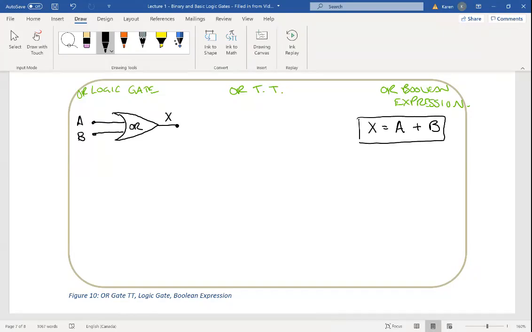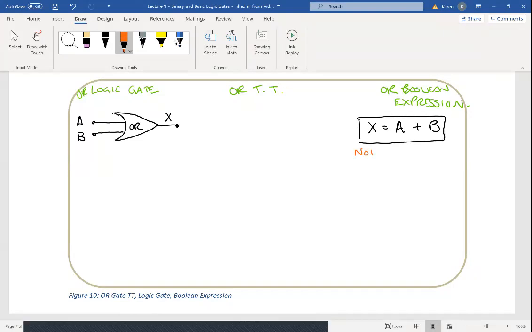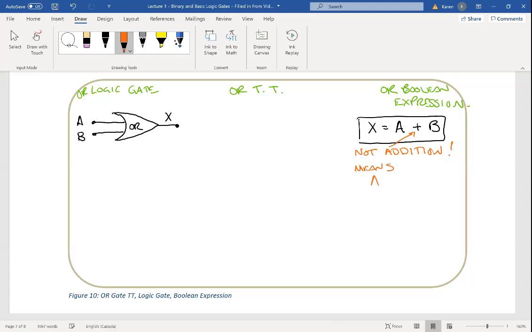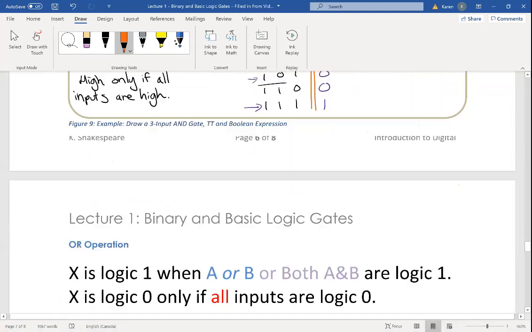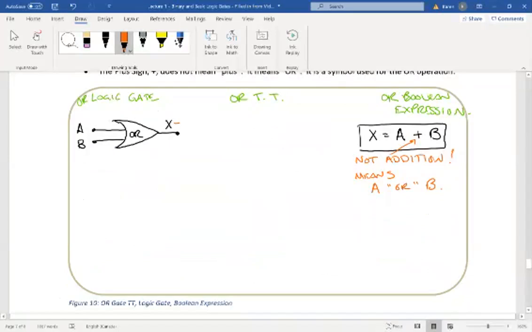This is not addition. So this symbol does not mean addition. This means A or B. So in this course, we have to stop saying A plus B, and we need to say A or B whenever we see an addition sign. So output X here is equal to A or B.